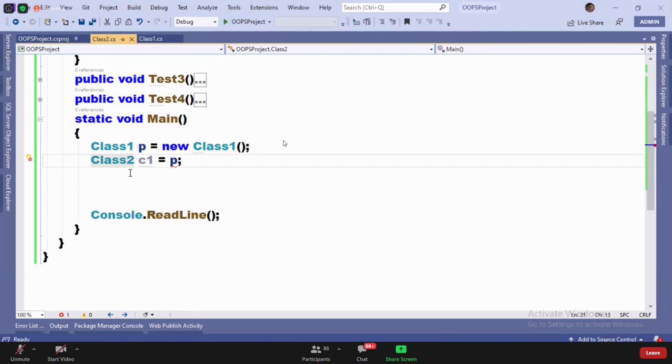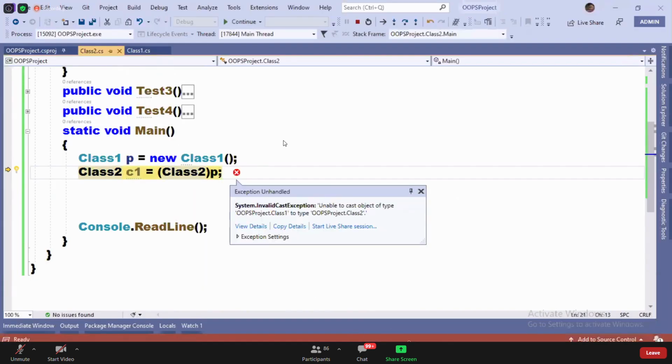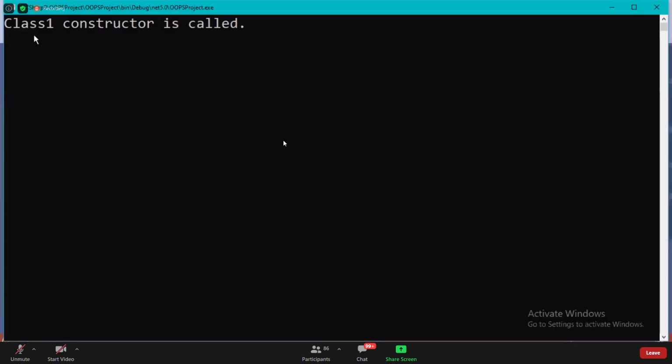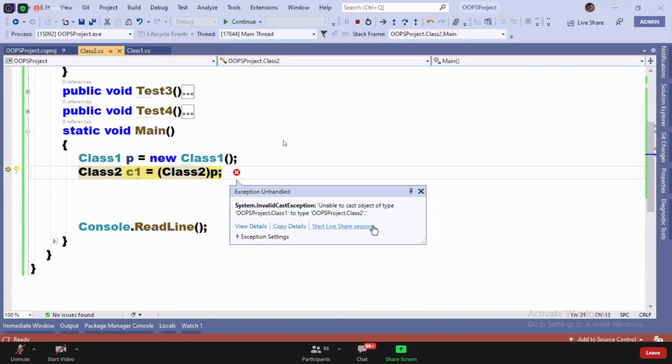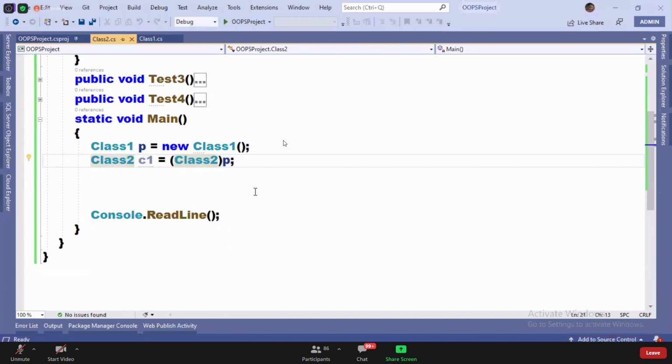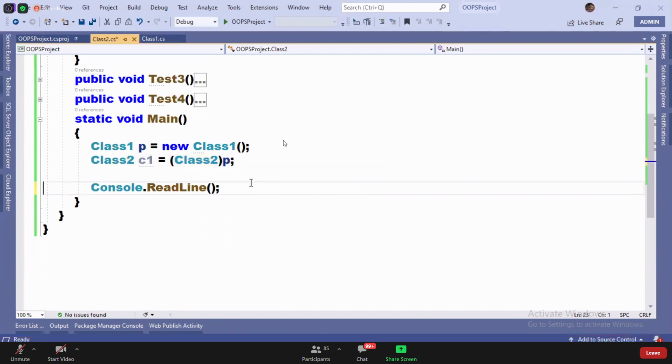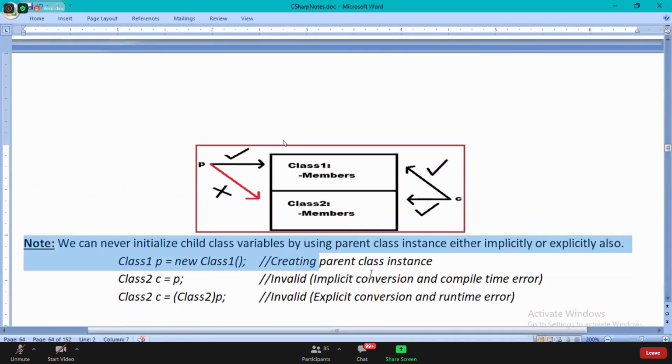But guys, listen. I'll go for an explicit conversion now. I want to convert this into class 2, so I'm using typecasting, explicit conversion. Now also I get an error; a runtime error will come. Now see, guys, this is a runtime error. Program execution is going on and I got an error. This is called a runtime error. Are you guys clear? You can read this again.